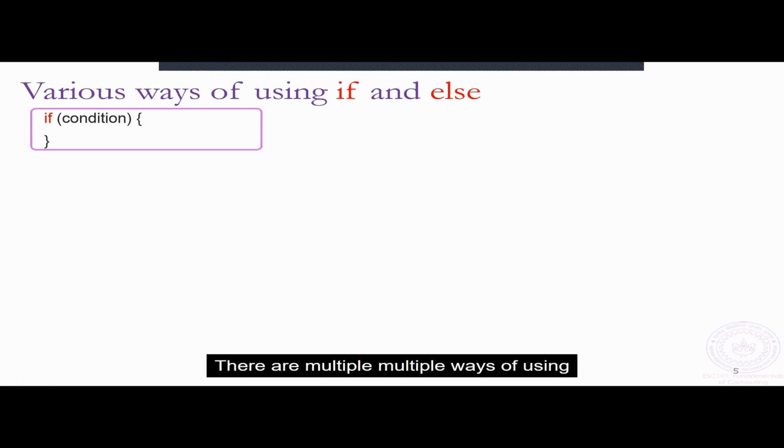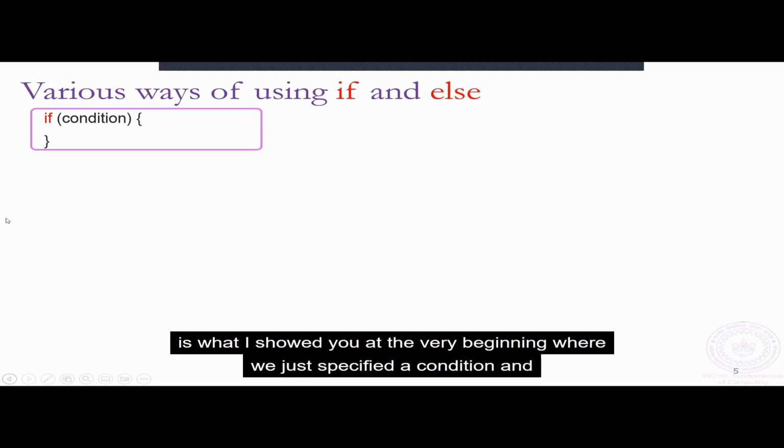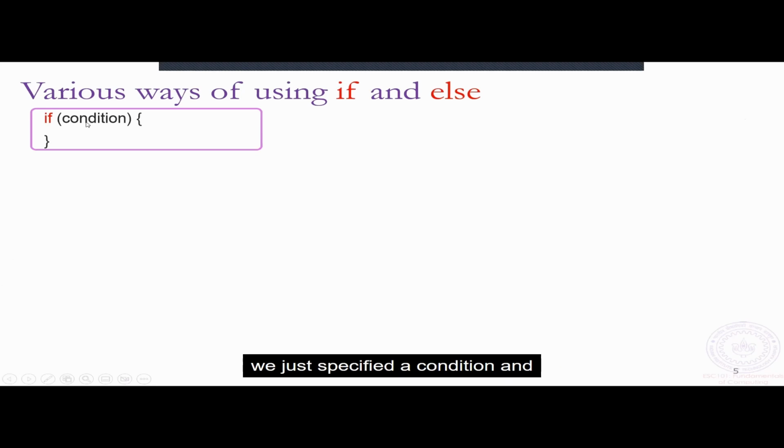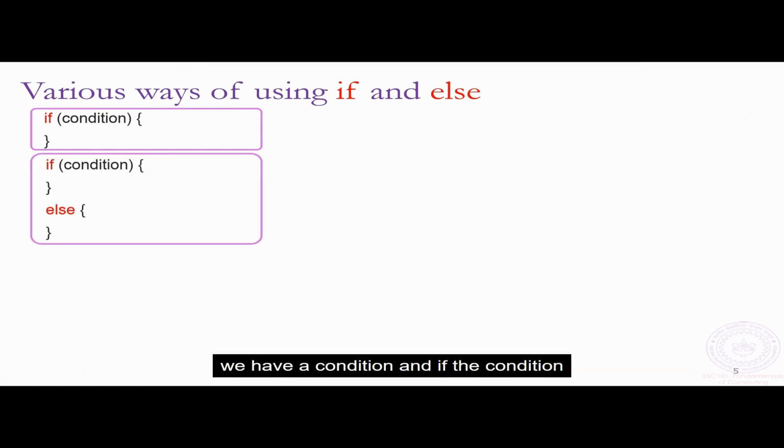There are multiple ways of using the if-else statement. The simplest is what I showed you at the very beginning, where we just specified a condition and we had some code in the block that would execute if the condition was true. There's no else statement to be used. You can also do it the way I showed you secondly, where we have a condition, and if the condition is true, one block of code executes. If the condition is false, then the block of code within the else curly braces is executed.